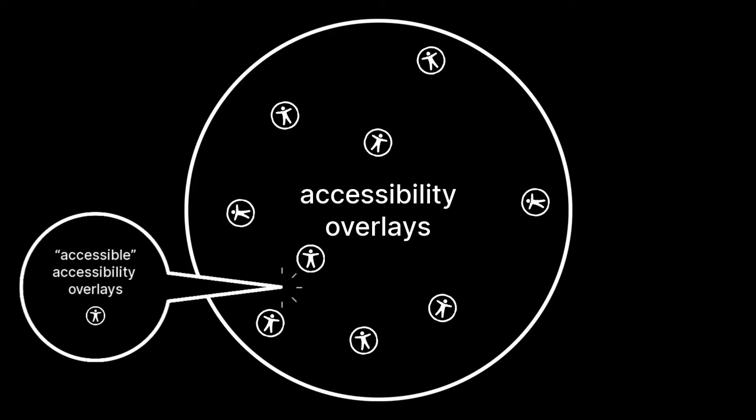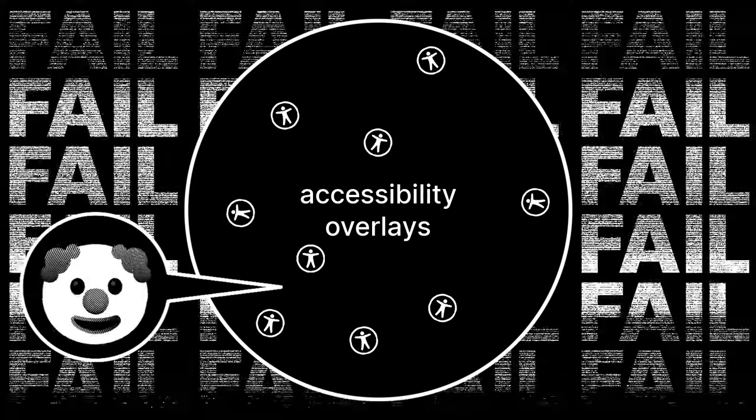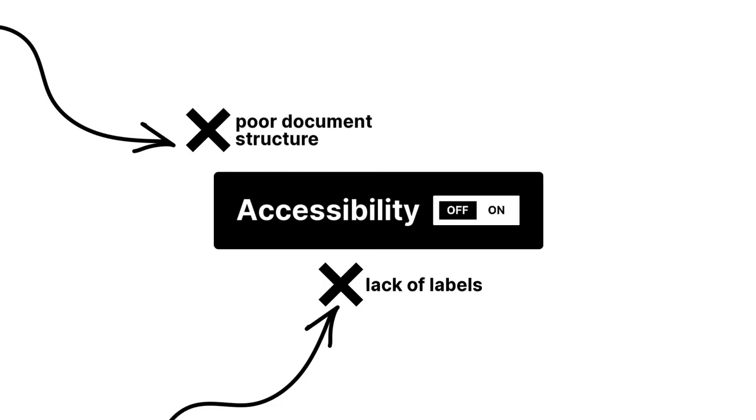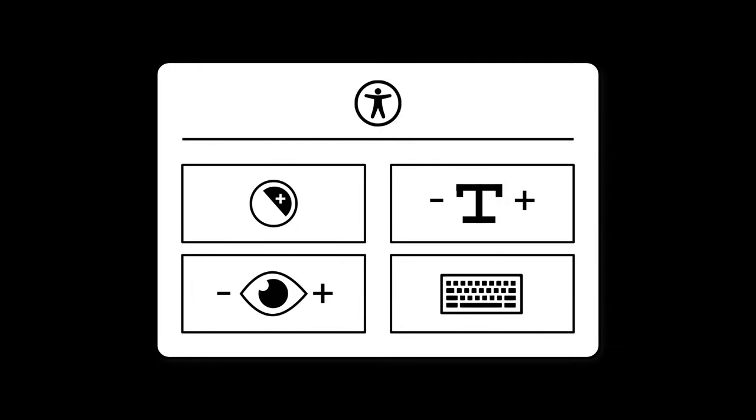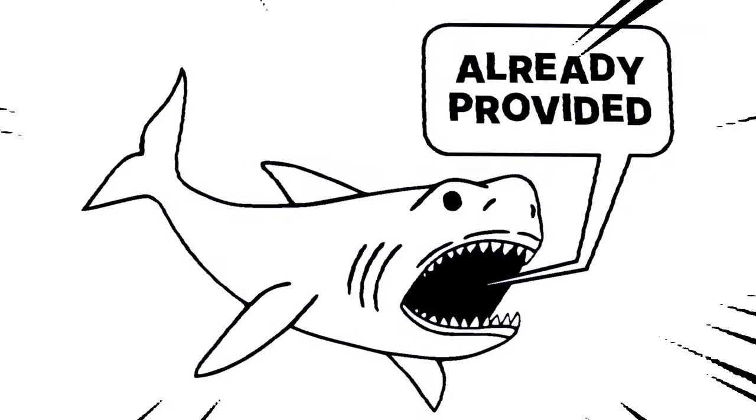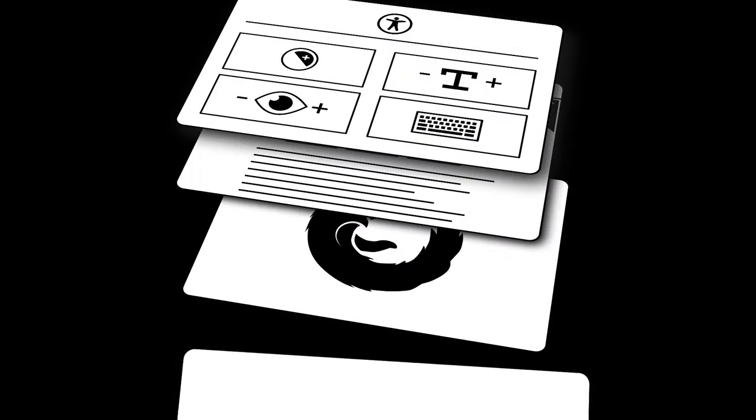Even accessible accessibility overlays fail, by definition and without exception. Why? Because if the site is inaccessible with the overlay switched off, there's no guarantee the user will be able to switch it on. All successfully activated overlays provide is a perfunctory array of options for things like font size and contrast, things already provided by the underlying browser and operating system.